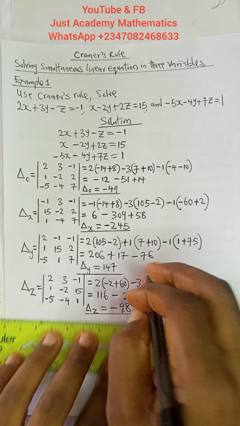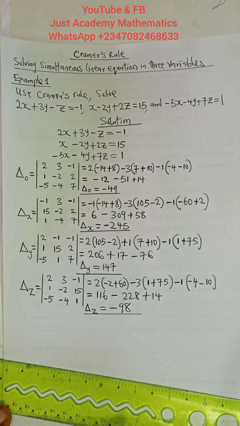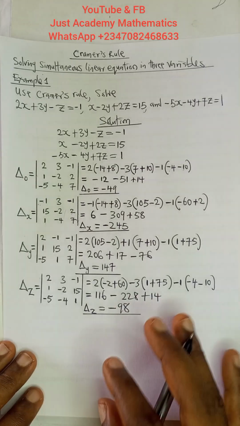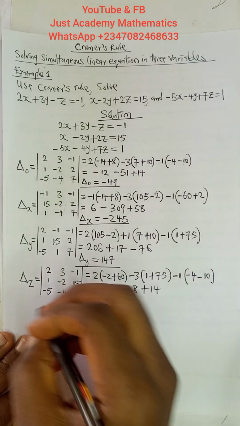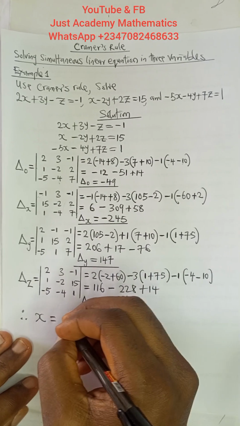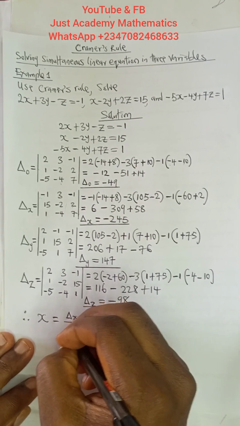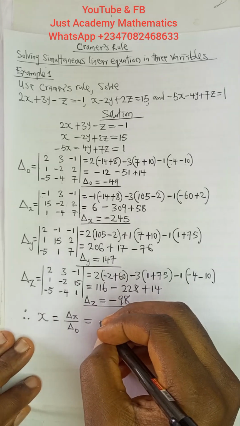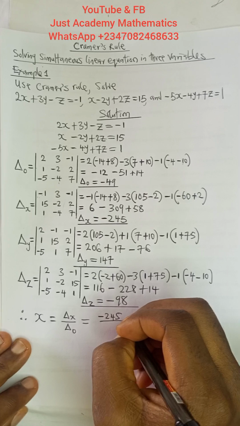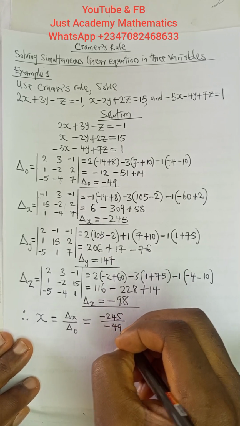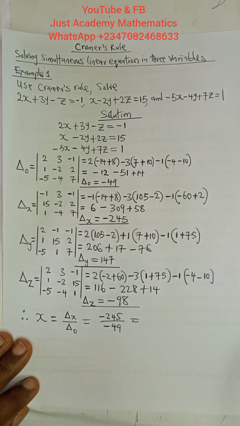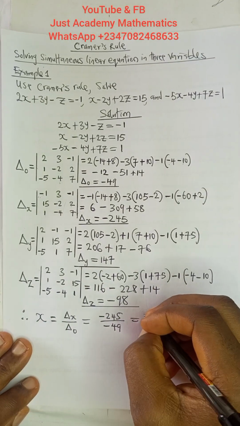Minus 98. So what do we now do to get the values of x, y, and z? Very simple. To get the value of x, y, and z, therefore, what is x? x is equal to change in x over change in 0. And what is change in x? Change in x is minus 245 over change in 0, minus 49. Minus will cancel minus. We know that 245 divided by 49 will give us 5. So x is equal to 5.